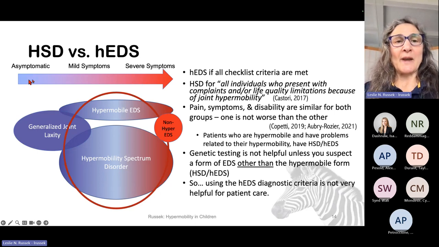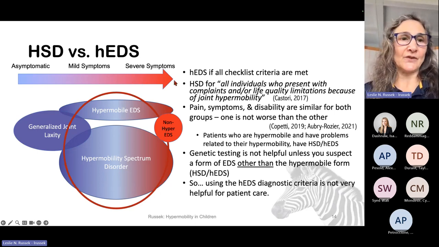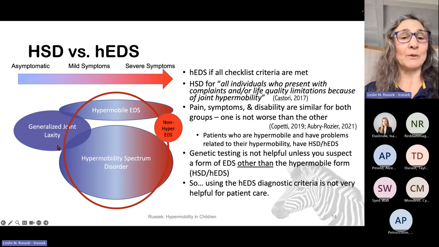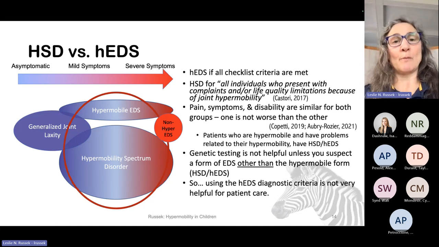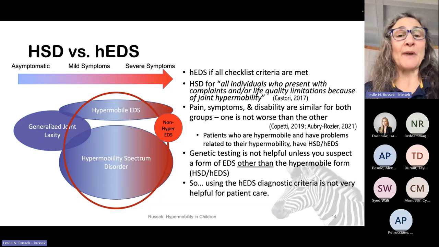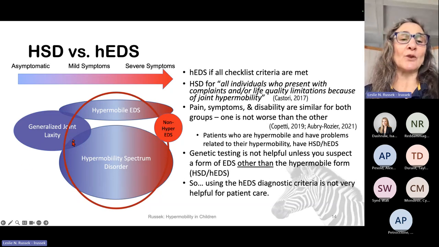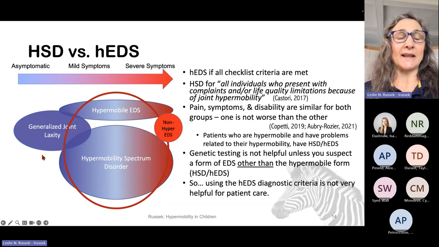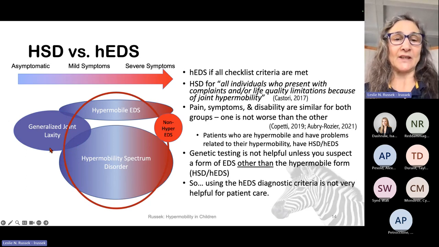So we have this spectrum from asymptomatic to severe symptoms. In the asymptomatic, we have people with generalized joint laxity. And of course, they may have problems now and again. They may have sore muscles, they may sprain an ankle, they may get patellofemoral pain or plantar fasciitis, but in general, they're relatively asymptomatic. And we don't want to medicalize that population.